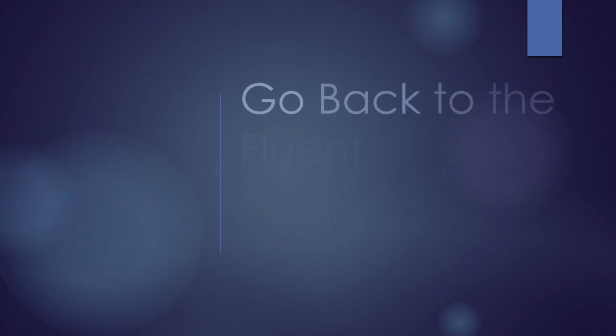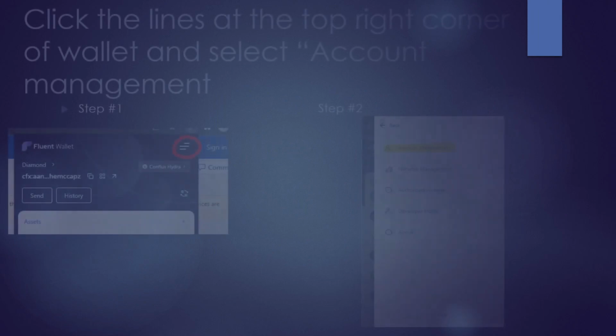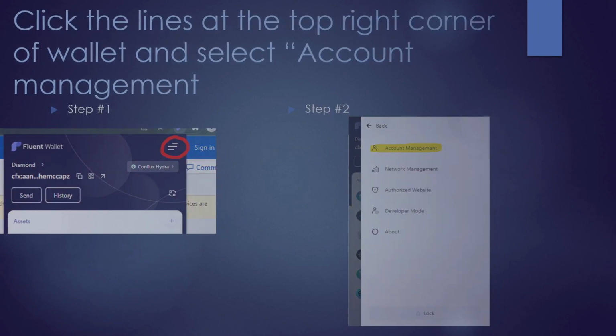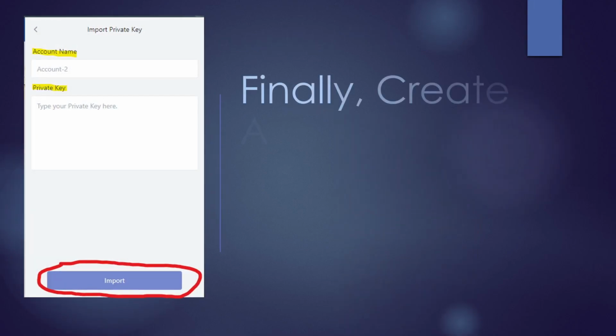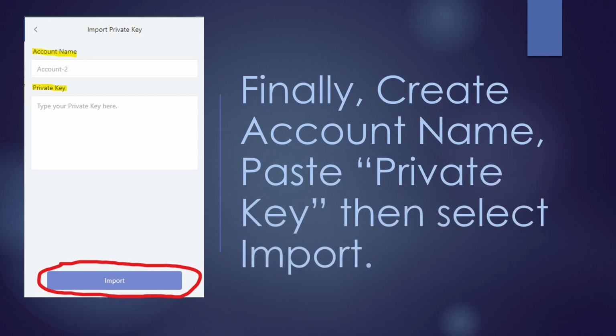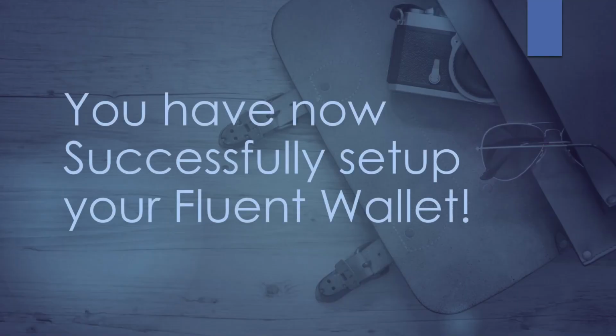You want to go back to the Fluent wallet with the copied private key. Click on the lines at the top right corner of the wallet and select account management. Click add, then select private key option. Finally, create an account name, paste the private key, and then select the import as seen right there on the screen. You have now successfully set up your Fluent wallet.